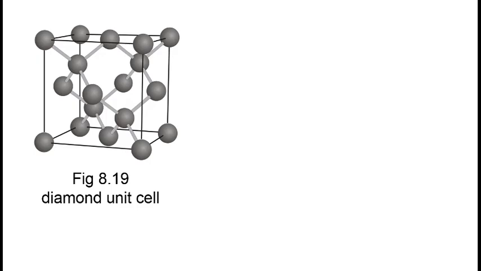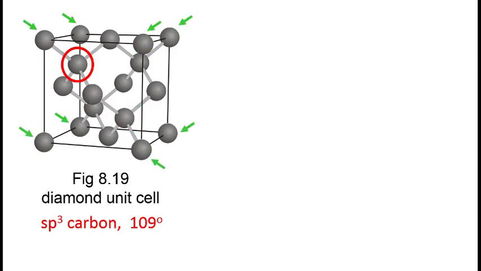Here is the structure of a diamond. Locating one of the carbon atoms in the body of the cell, we note that it is bonded to four other carbon atoms with 109 degree bond angles. This is another unit cell based on the cubic structure. We can locate atoms at the corners of the cube, on the faces of the cube, and three more in the body of the cube.